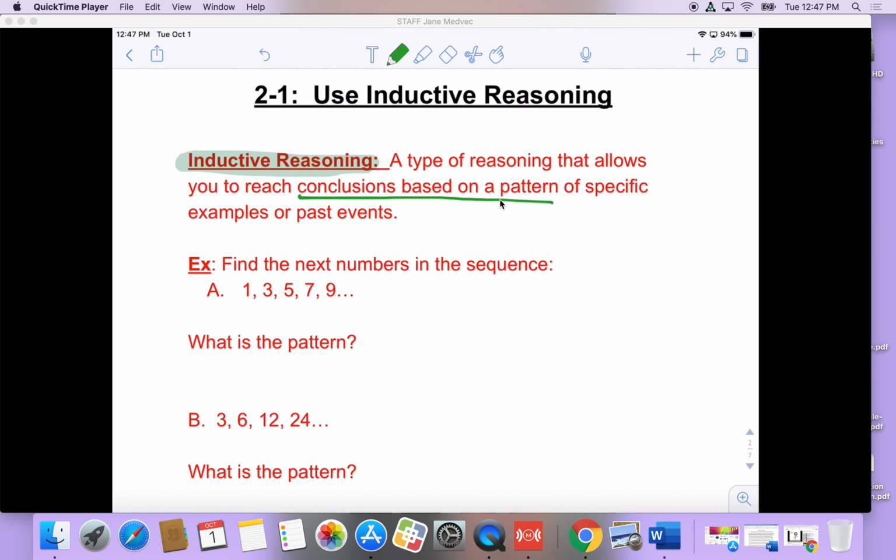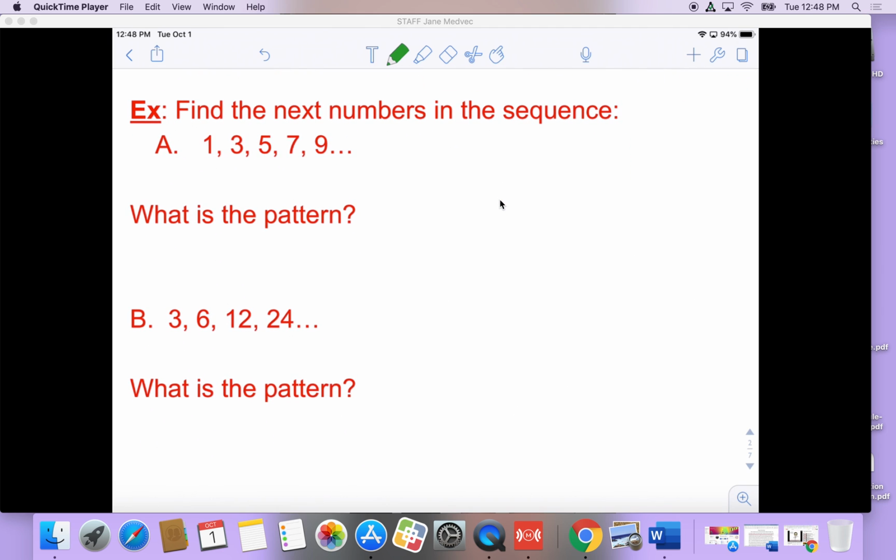So I'm going to take a look at what has happened in the past, and take a look at all these patterns, and I'm going to make a conclusion. I'm going to make a decision, okay? So let's take a look at the first example. Here's one type of example. It says, find the next numbers in the sequence. So what would be the next number in this sequence?